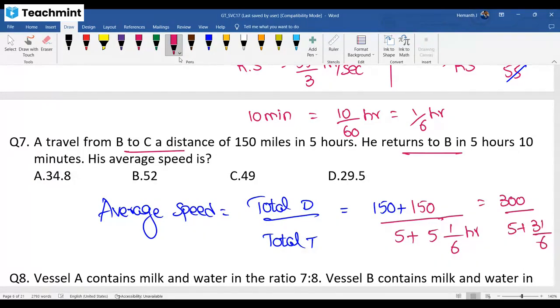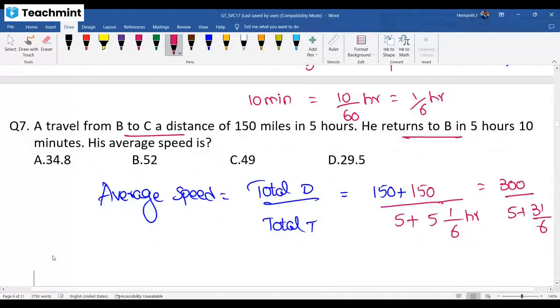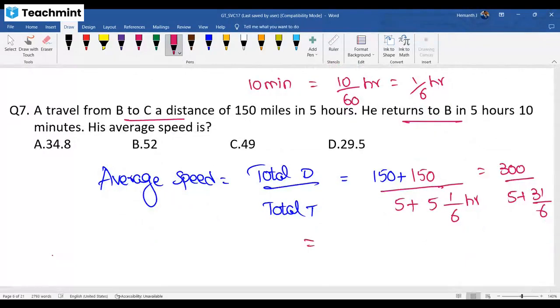Right now, the denominator is 61. 5 into 6 is 30 plus 31 will be there. So 300 divided by 61 divided by 6, that will go to the numerator. Approximately 30. We should get near to 30.